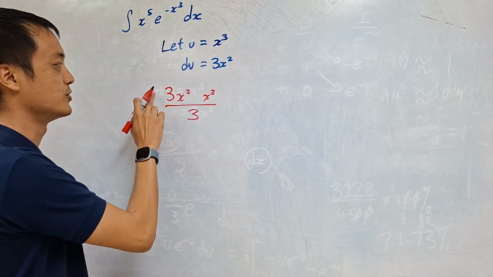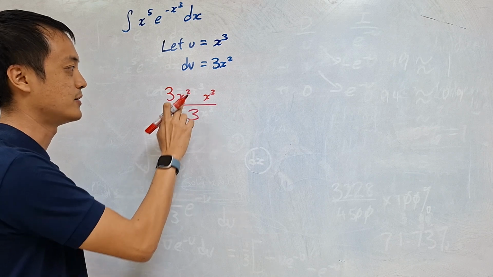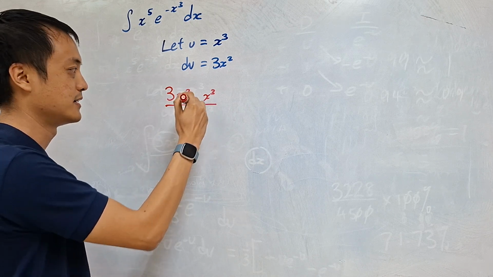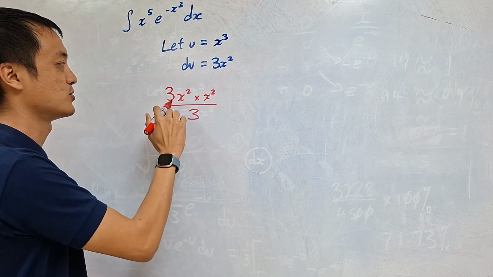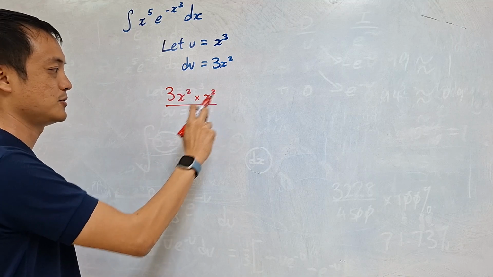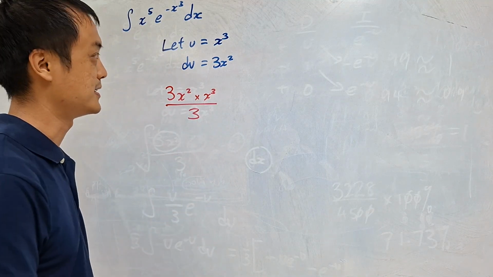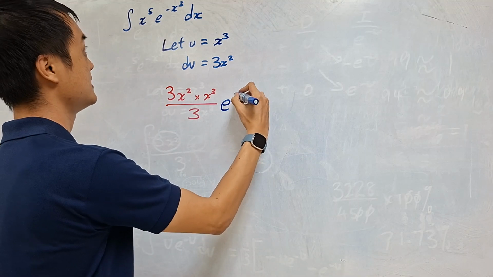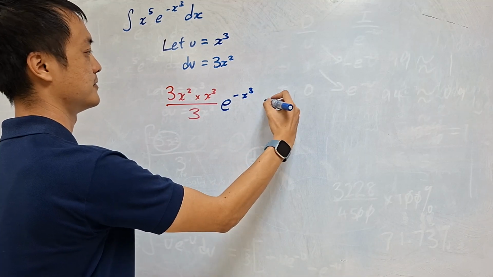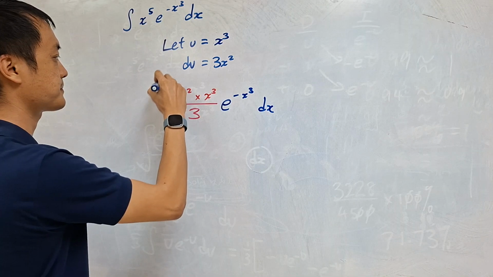So whatever we do to the numerator, we do to the denominator. Whatever is missing in the product, we need to multiply back. So it's 3x squared multiplied by x cubed divided by 3. So this is x to the power of 5. The rest, we'll keep the same. e to the power of minus x cubed dx.